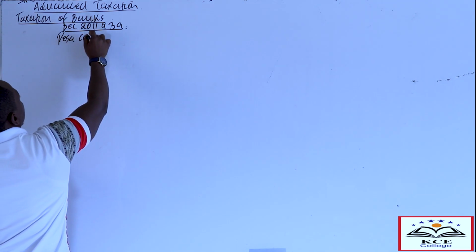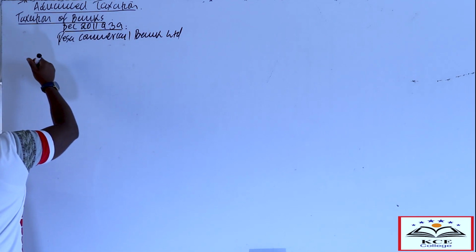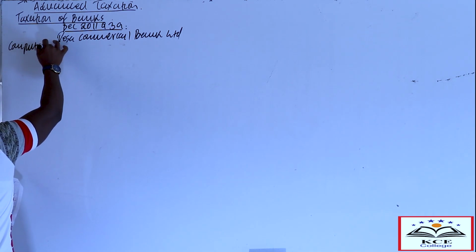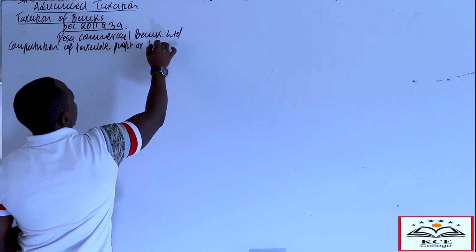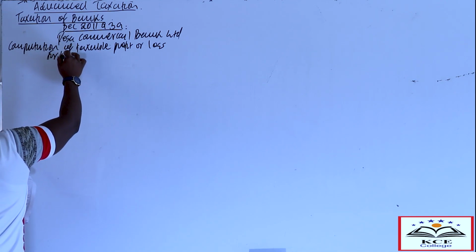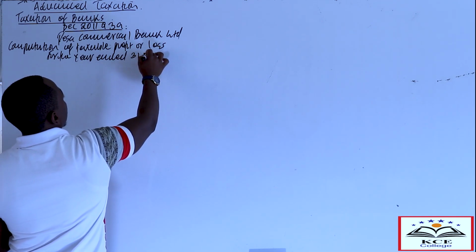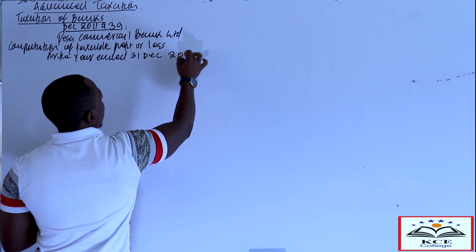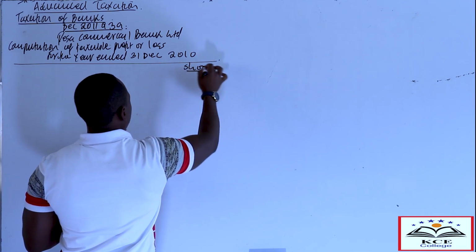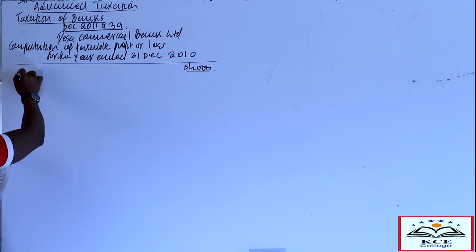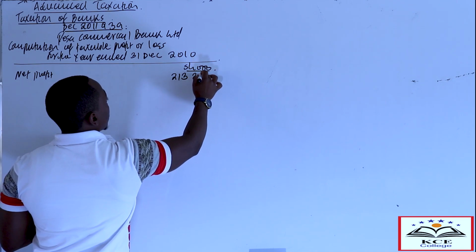So the name of the company is Pesa Commercial Bank Limited. Computation of taxable profit or loss for the year ended 31st of December 2010. I said that this one is a case of complete record, being a complete record. So you start with the reported profit. So we have the net profit, and net profit, we have it as an amount of 213,70.